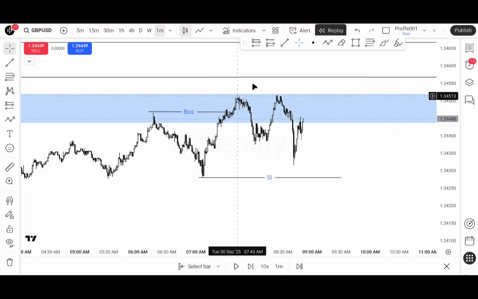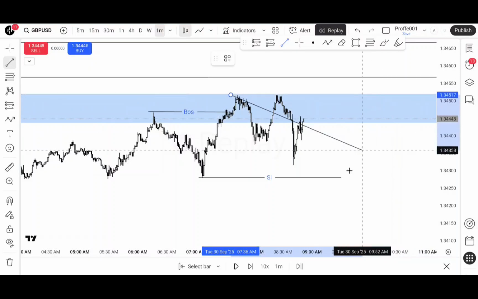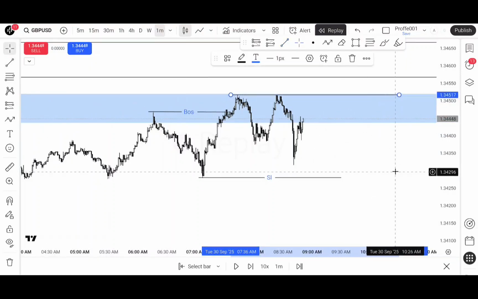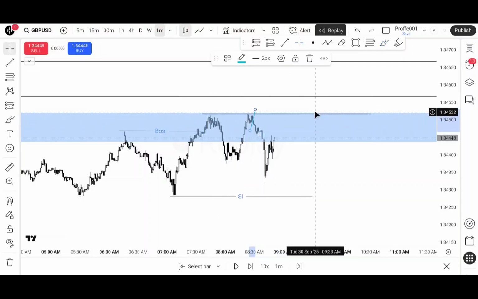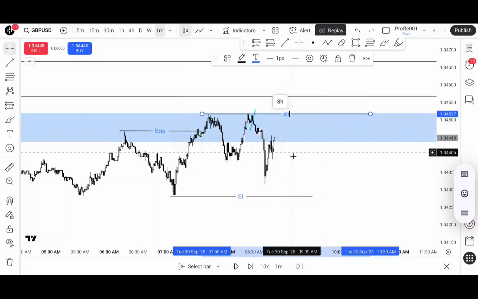This here is not a break of structure. Why? Because for a break of structure to be valid, for it to be valid, there has to be a break to the upside like this. So this here did not reach this level. So this level still maintains our swing high. This level remains our swing high.